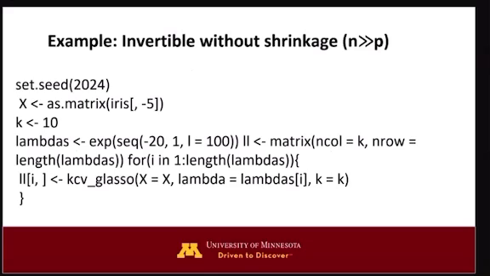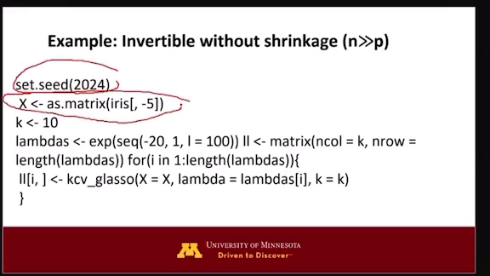Now, let's say I still want to use a graphical lasso and I want to use the method of cross-validation to figure out what my lambda is going to be. I need you to pay attention. You set a seed. What am I using here? I'm using the iris data. Can somebody tell me, for extra credit, why -5 in the iris data?